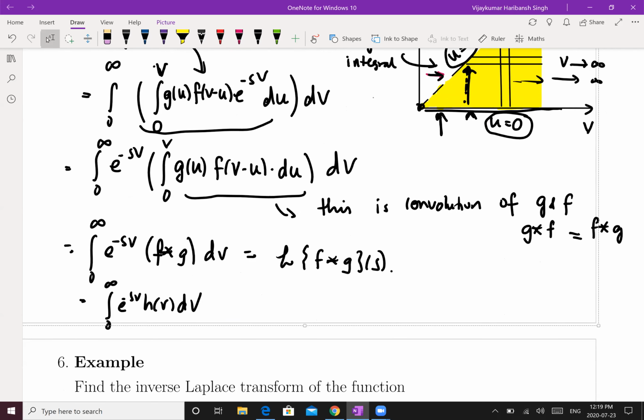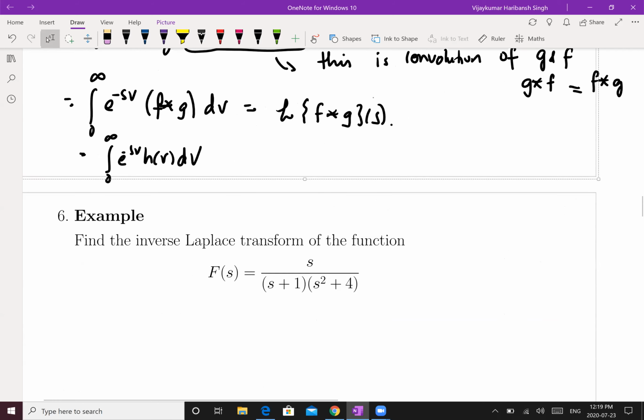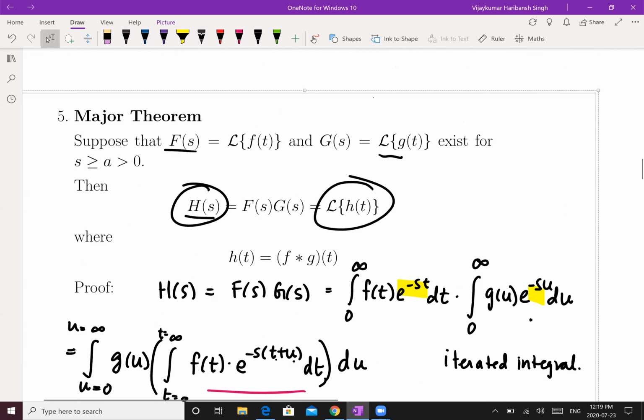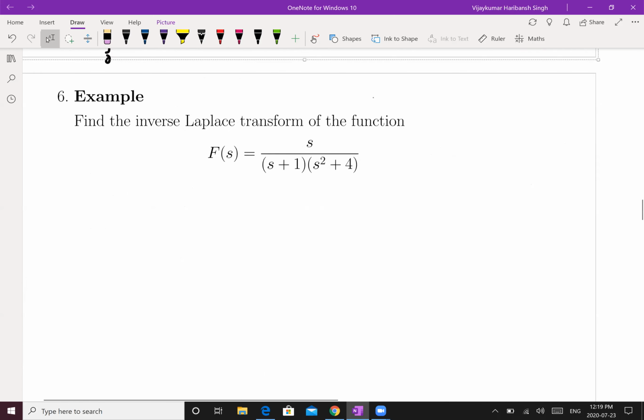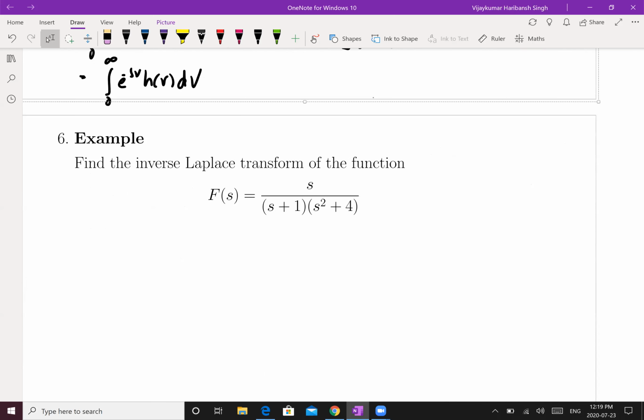So therefore the connection is made. Now we can use that to find the inverse Laplace transform. So let's look at the following problem. This can be thought of as a product of the Laplace transforms of two functions. So the step is to recognize this as a product of two functions.